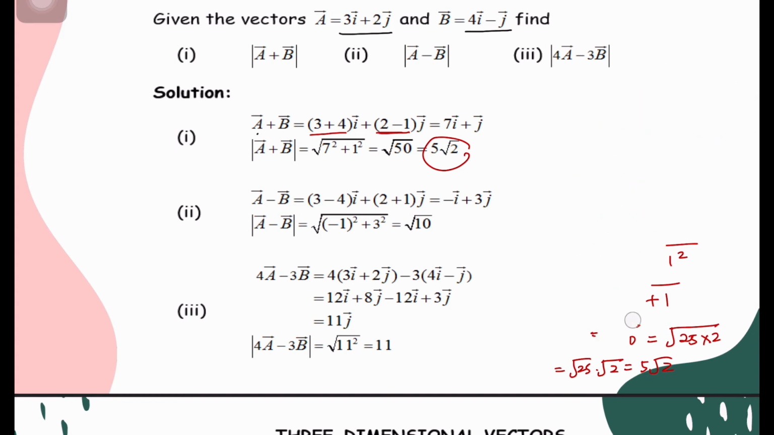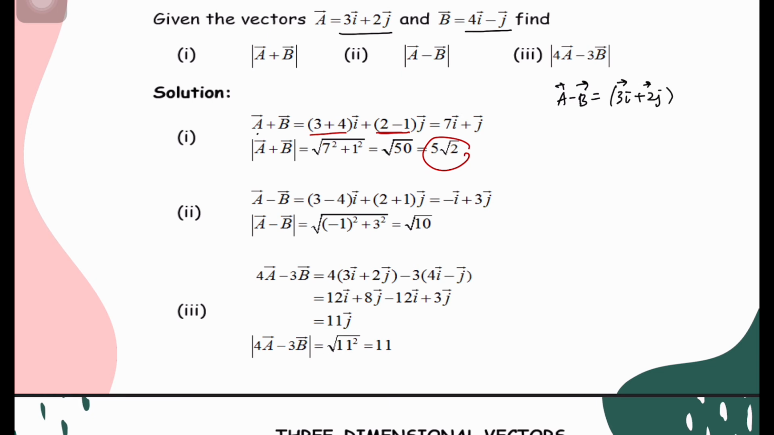What we need to do first is find the vector of a minus b. So the vector of a minus b can be written as: what is your vector a? 3i plus 2j, minus vector b. Vector b is 4i minus j.